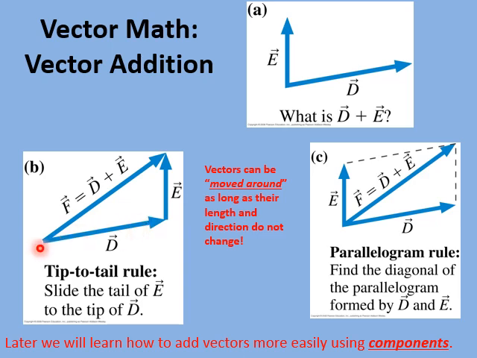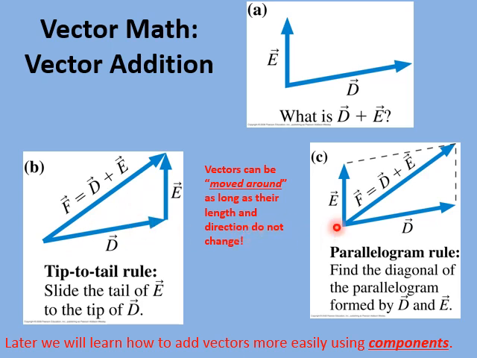Once we do that, the sum of D plus E, which is called F in this diagram, we just draw a vector starting at the tail of D, and we go all the way up to the tip of E. And so this is the vector addition of these 2 vectors here.